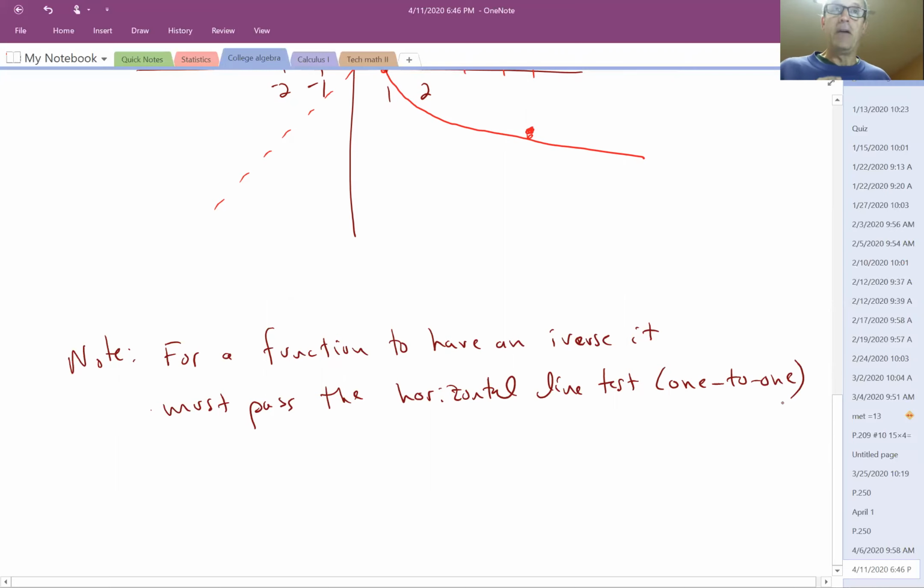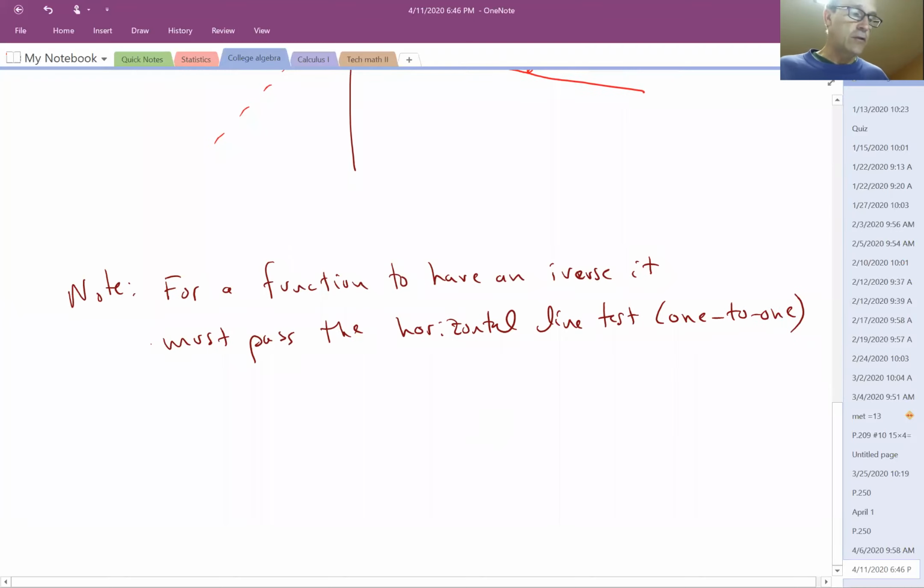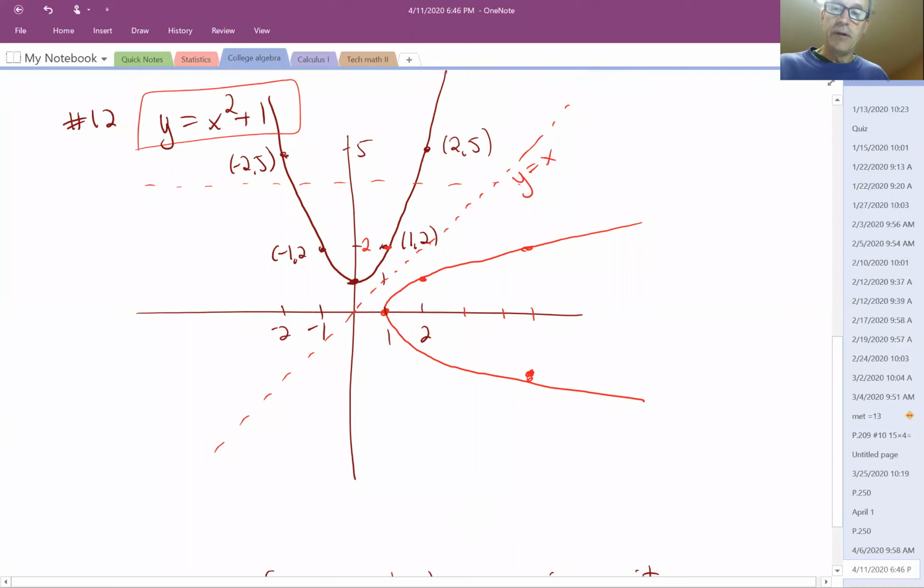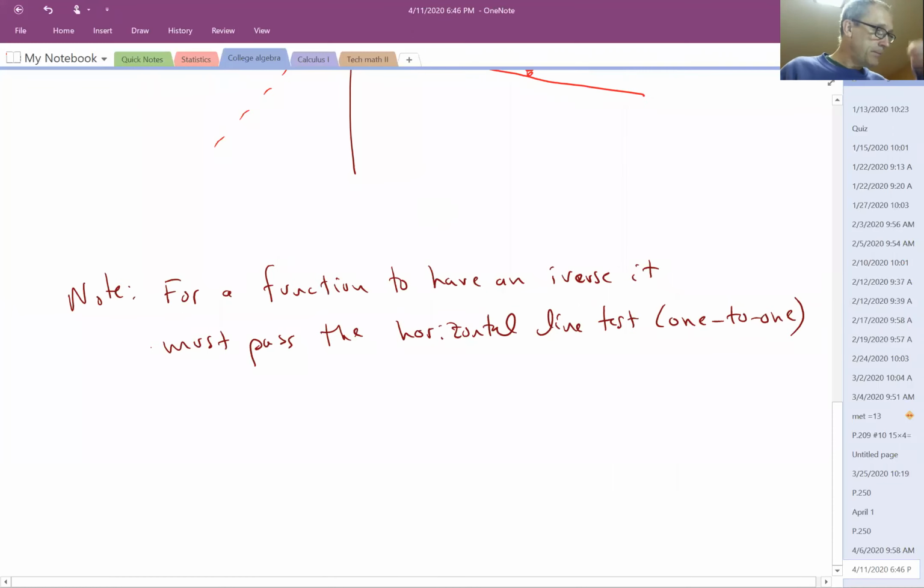So that parabola failed. All parabolas fail because you draw a horizontal line, it hits it twice. So they technically do not have inverse functions. Back up here again, the red one is an inverse, but it's not a function because it fails the vertical line test. It's got to pass both tests.